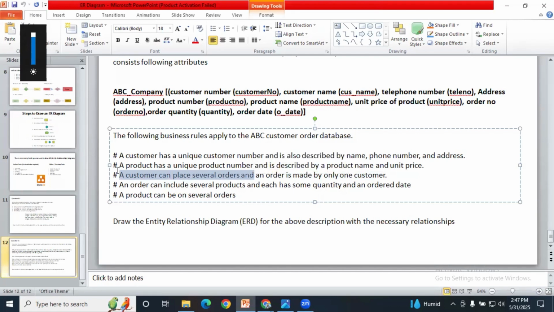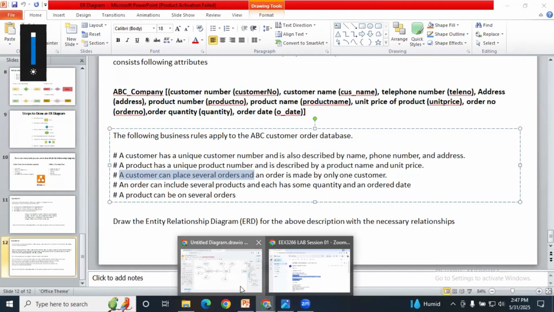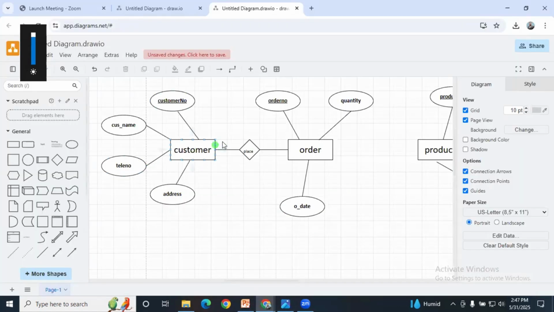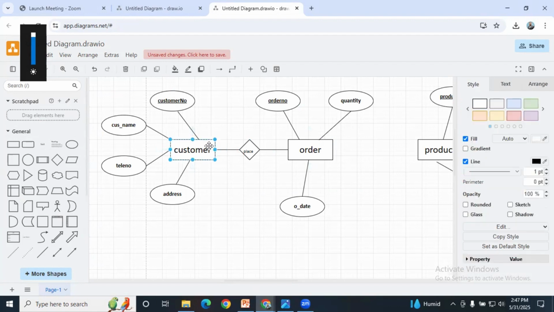What is the meaning of this line? A customer can place several orders. A customer can get one or more orders. So according to this, one customer can place more orders, but an order is made by only one customer. Did you get that? One customer can place several orders, but an order is made by only one customer.